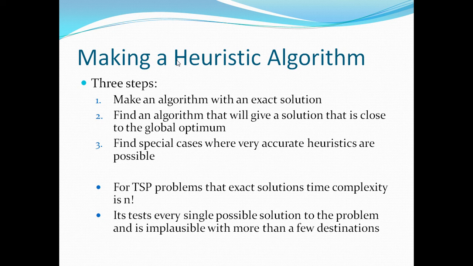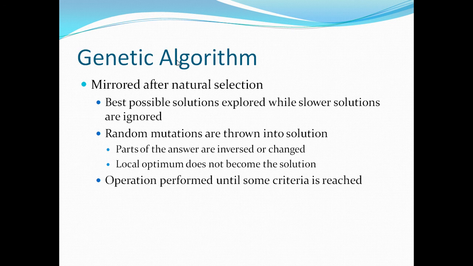And then you have to find special cases where very accurate heuristics are possible to test it, and also to investigate those cases. So for TSP problems, there's an exact solution. The time complexity is n factorial, which makes it impossible, so we have to use the heuristics. And then it tests every single possible solution, so I've gone over that. So genetic algorithms specifically are mirrored after natural selection. So the best possible solutions are explored while slower solutions are ignored.